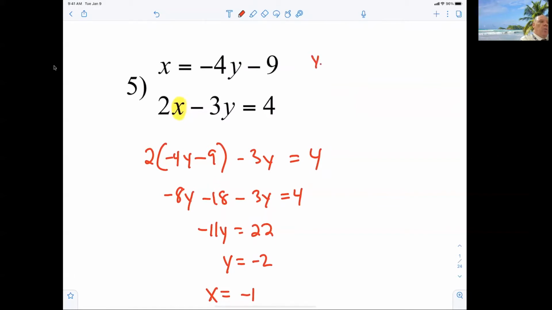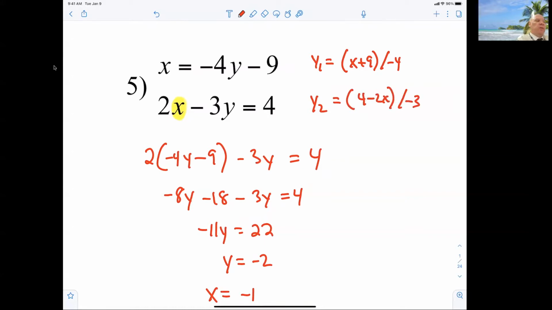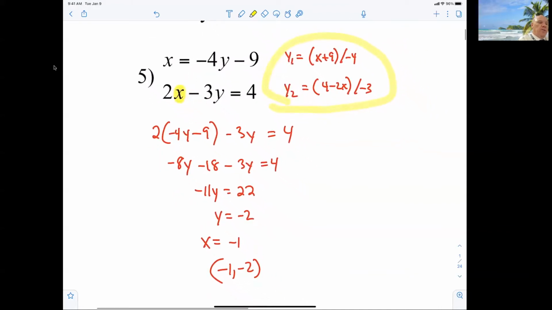I want you to say y1 equals parentheses x plus 9 divided by -4. y2 equals parentheses 4 minus 2x divided by -3. Notice I don't care about the order. I'm just moving things around. Does everybody agree with that? I'm solving for y. Now, does anybody have any questions with how I solve for y? That's how you can check your work so quick. Type it in, calculate the intersection, and hopefully you get -1, -2.